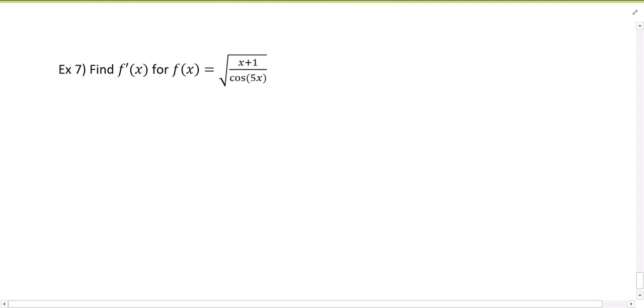All right, so now that you have worked on your own and unpaused the video, let's keep going. You can rewrite this as x plus 1 over cosine 5x to the 1/2, right? That's the square root, so we can write it to the 1/2. This is a great candidate for logarithmic differentiation because I have a power, I have a quotient, I have all kinds of good stuff going on. If I don't use logarithms, then I have a chain rule embedded with the quotient rule and another chain rule in there. So I am going to use logarithms.